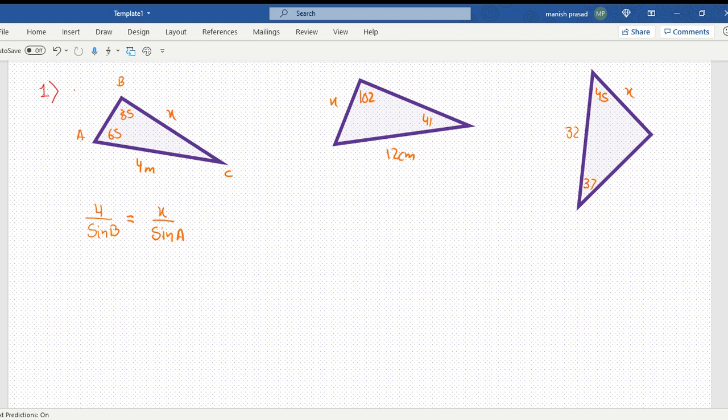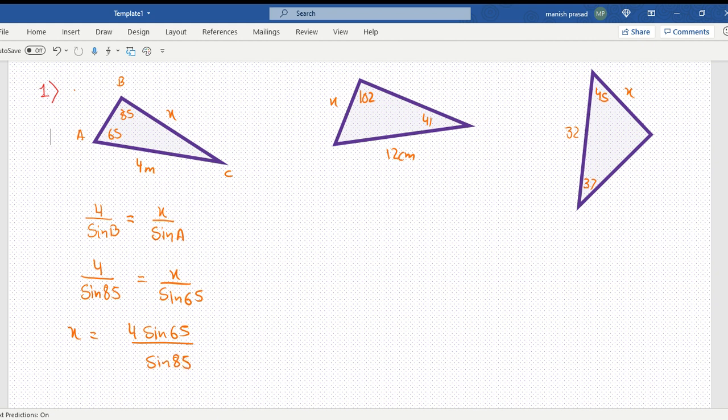Now put the values. What is 4 upon sine B? Sine B is 85 degrees, is equal to X upon sine A. Sine A is how much? 65 degrees. So X would be what? X would be 4 times sine 65 upon sine 85.